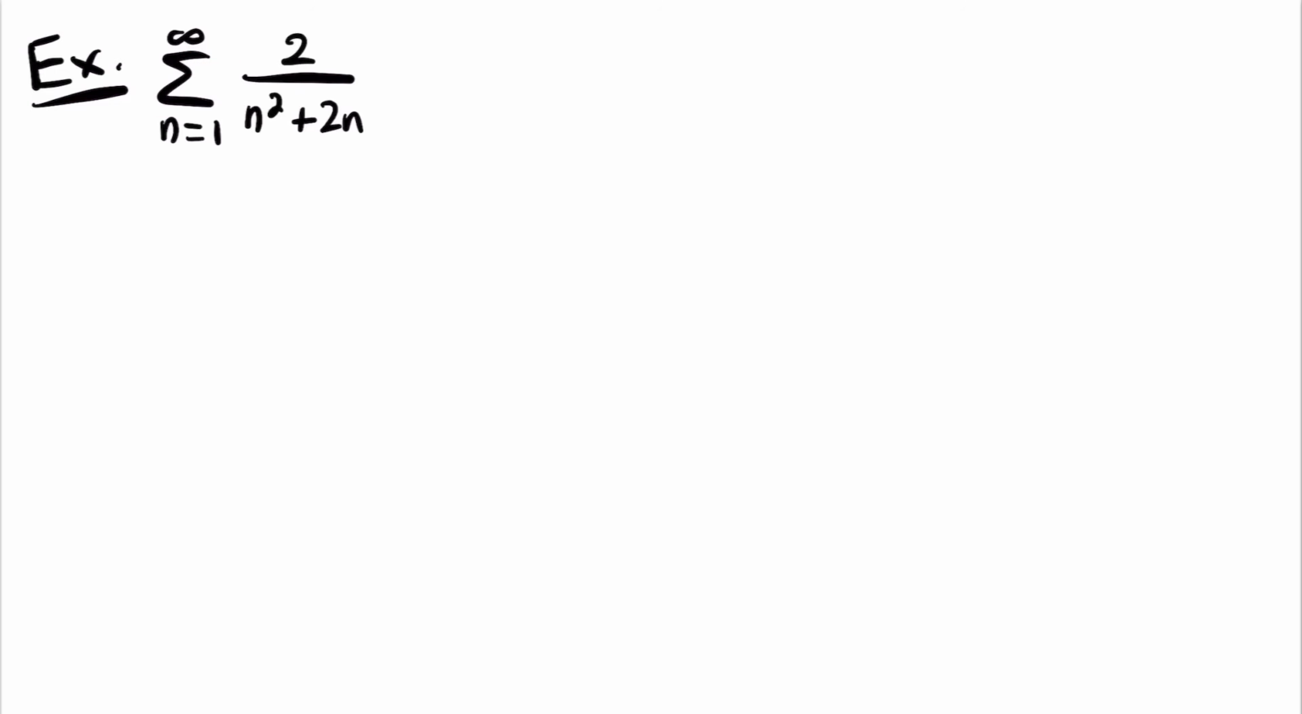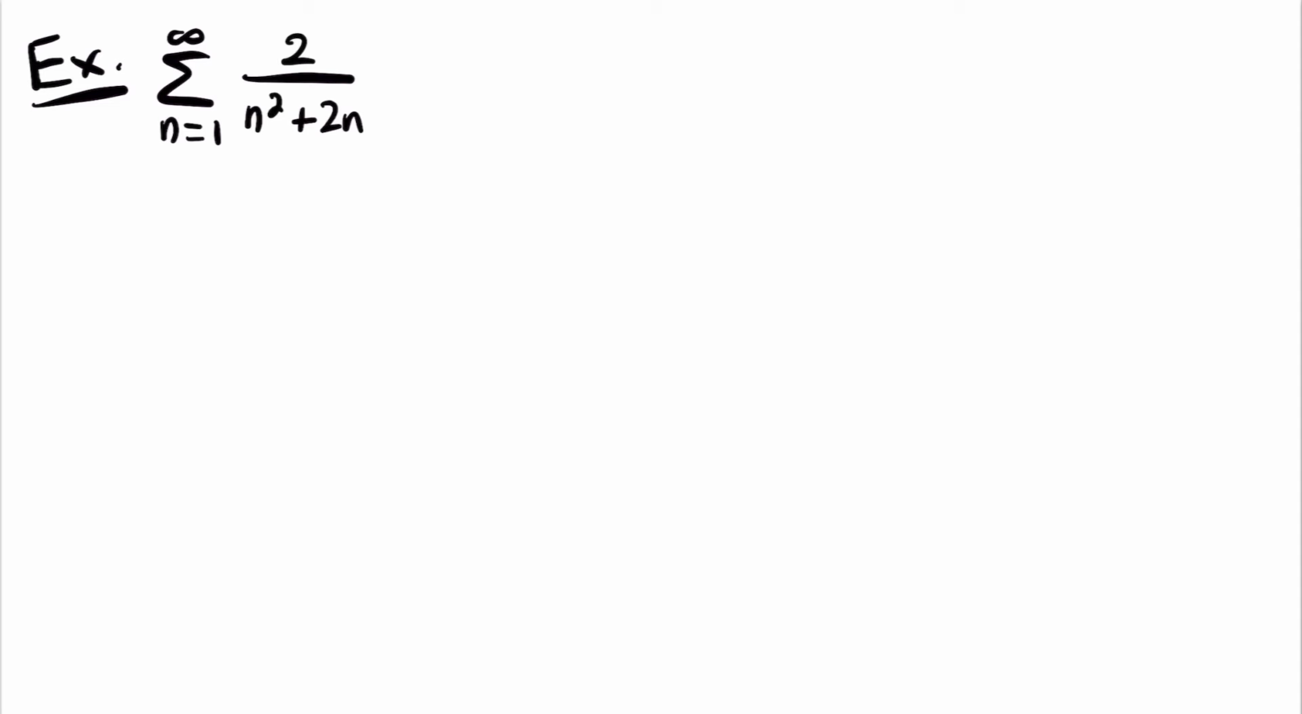We have the sum from n equals 1 to infinity of 2 divided by n squared plus 2 times n. All right, now similar to our previous example, this may not look like it's going to be a telescoping series because we don't have some fraction minus another fraction, but let's look at the first couple terms, and if it still doesn't look like a telescoping series, then we might need to use partial fractions again.